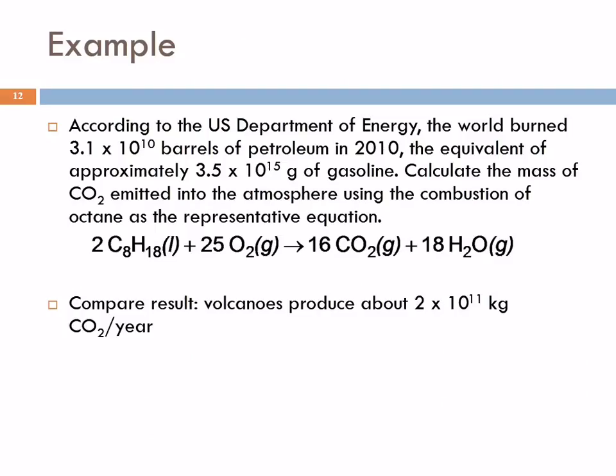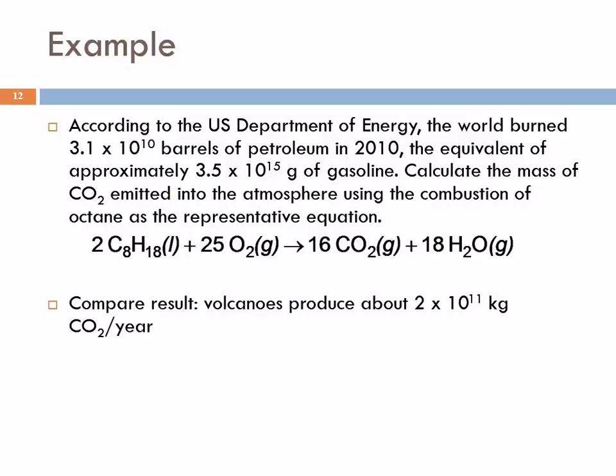So let's do an example. It's got a lot of words. According to the U.S. Department of Energy, the world burned 3.1 times 10 to the 10 barrels of petroleum in 2010, the equivalent of approximately 3.5 times 10 to the 15 grams of gasoline. Calculate the mass of CO2 emitted into the atmosphere using the combustion of octane as the representative equation. And there's the equation. And then we're asked to compare the result.